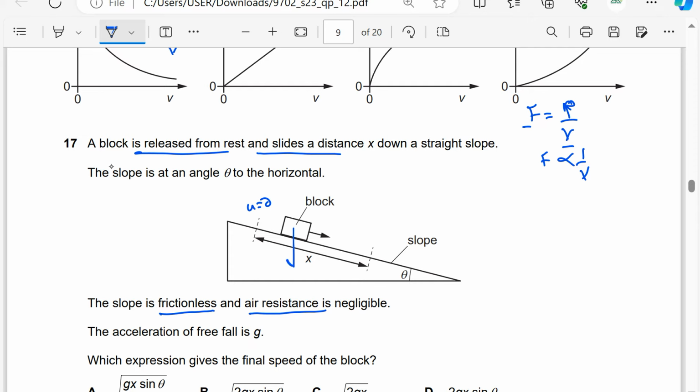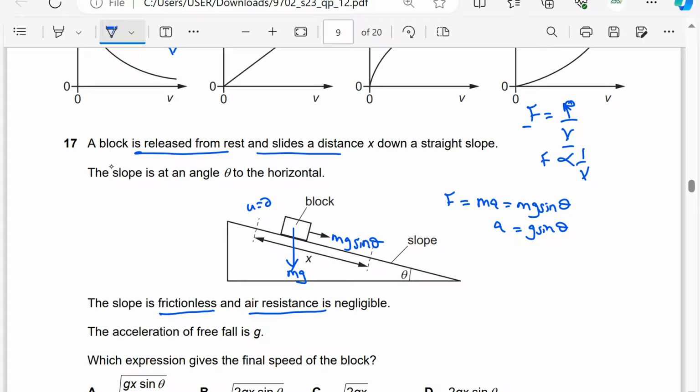If the weight of the block is m times g, then the force down the slope is going to be mg sine of theta. So the resultant force F is equal to m times a, which is only mg sine of theta, which means the acceleration is equal to g sine of theta. That is the acceleration. The question is, which expression gives the final speed of the block?